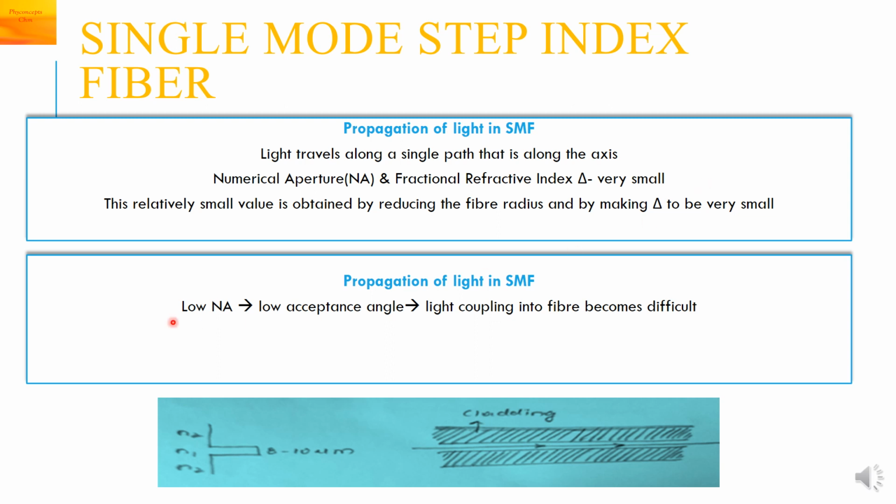So low numerical aperture means the acceptance angle is also low, and hence the coupling of light into the fiber becomes difficult. That is, the launching of light into the fiber is difficult. We are launching only one ray into this. The core is very thin, and one ray of light is traveling through the core. That means we require a very highly coherent beam. Hence we use laser diodes. Laser diodes are very costly, but they are needed to launch light into the optical fiber.